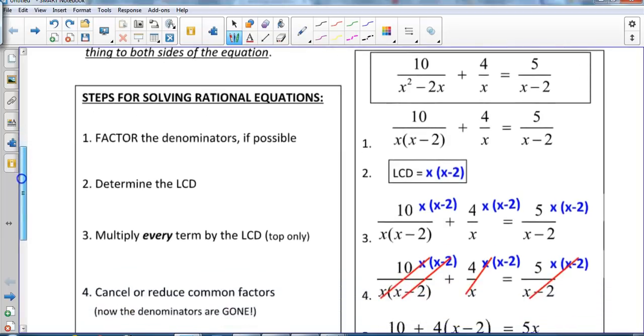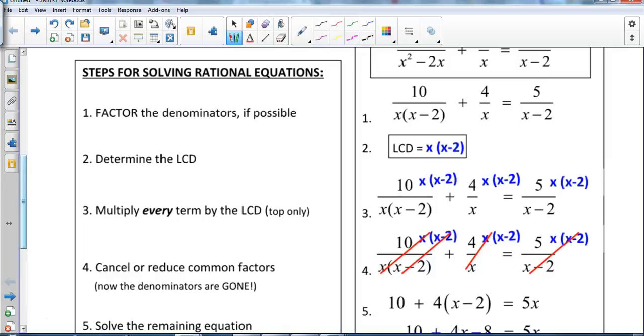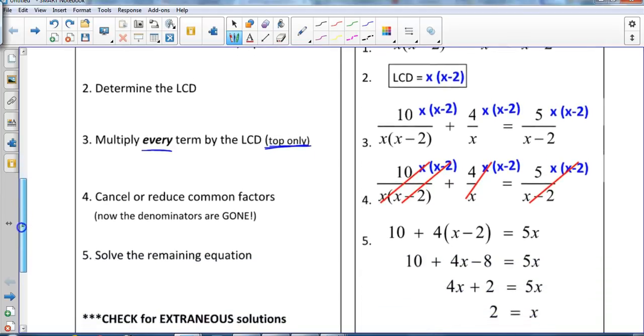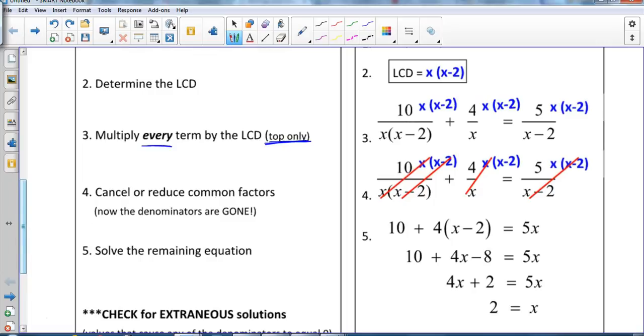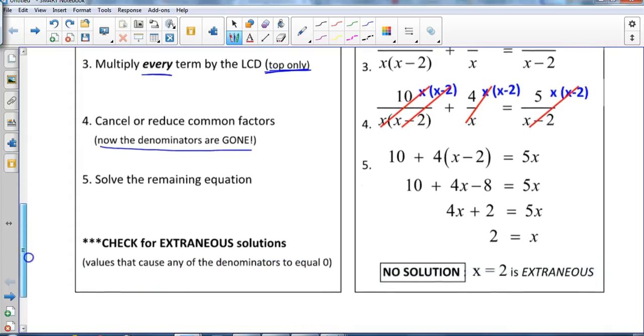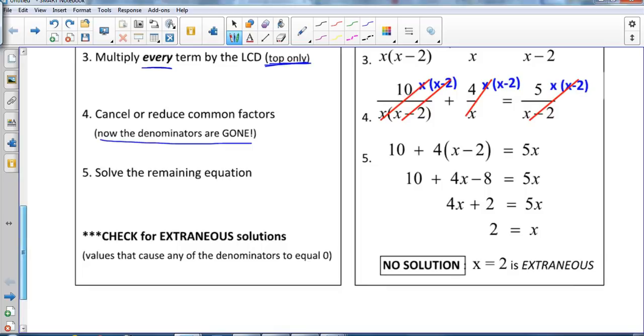So here are the steps. We're going to factor, just like we've been doing. We're going to determine the LCD, like we've been doing. The new thing is, we're going to multiply every term by the LCD on the top only. That's going to make everything on the bottom cancel out. We're going to cancel or reduce common factors, which means now no more denominators. We're going to solve and always check for extraneous solutions. Values that make the denominator equal to 0.